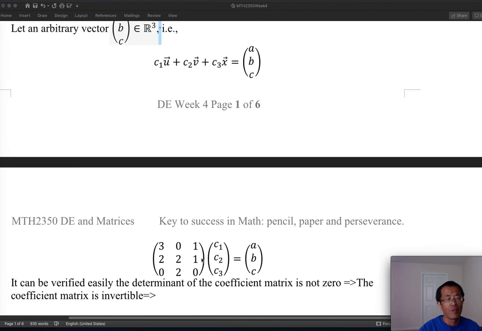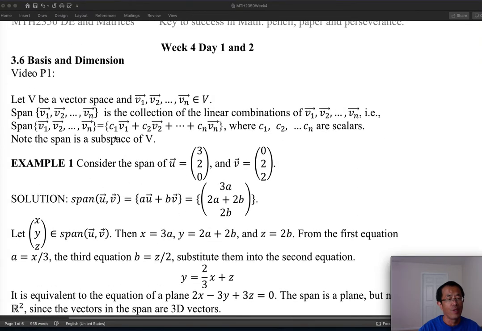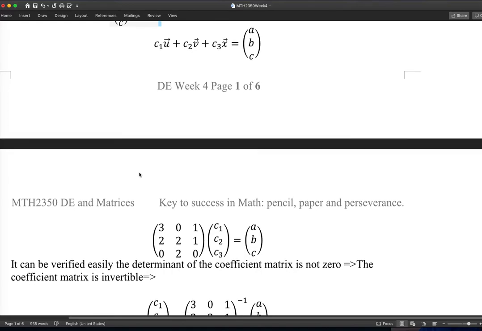And indeed, as we mentioned, the span is a subspace of the original vector space, because the span is closed under scalar multiplication and vector addition.